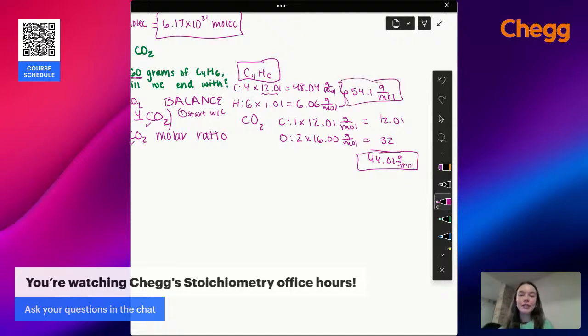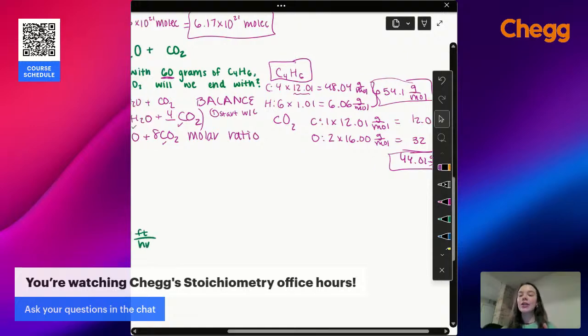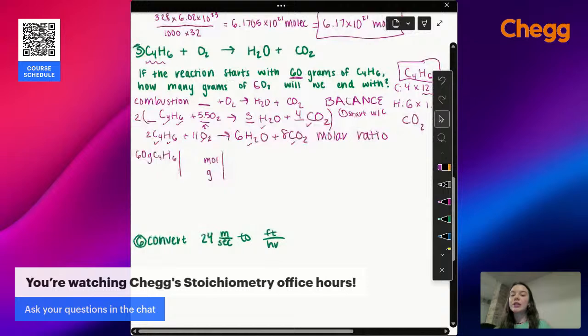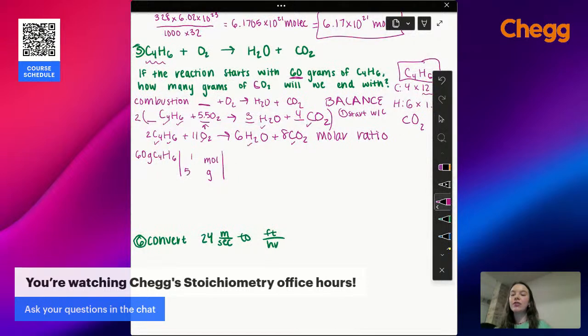So we now have our 2 molar masses that we need to solve this problem. We have 54.1 for that C4H6 and 44.01 for carbon dioxide. Both are going to be important. But right now, going back to our problem, we need the one for C4H6. So we determined 1 mole has 54.1 grams, and these are for C4H6. Now we need to get from moles of C4H6 to moles of CO2.